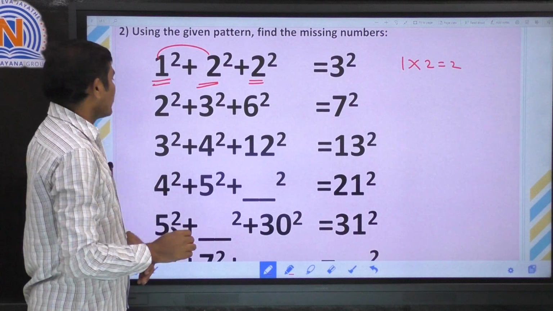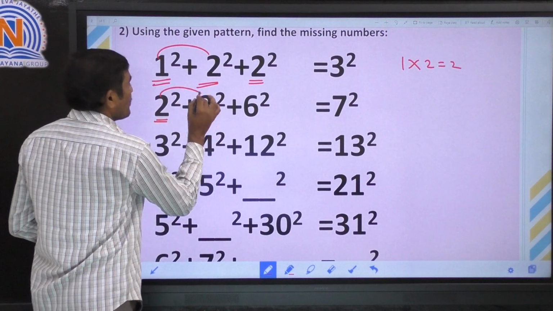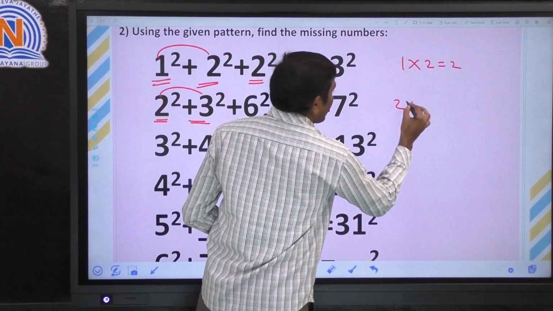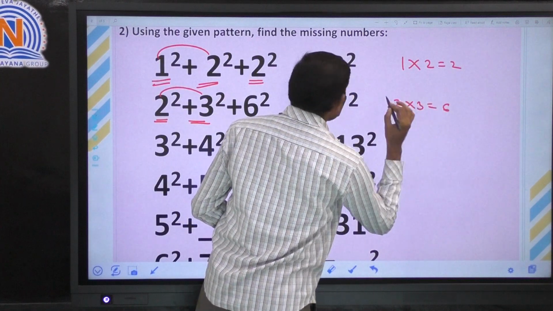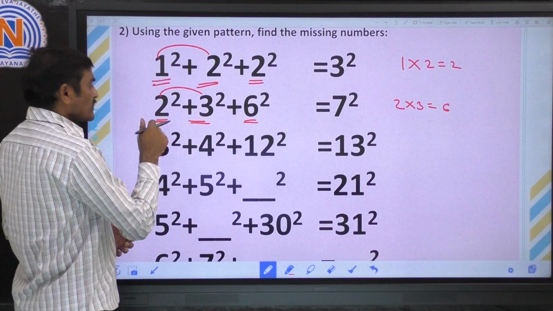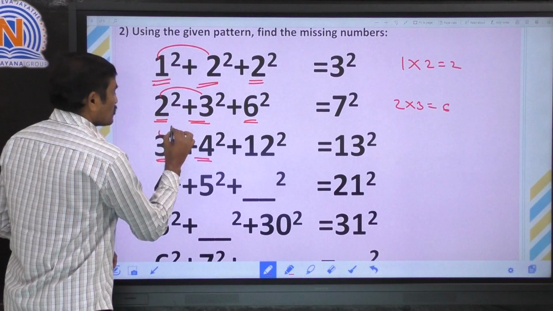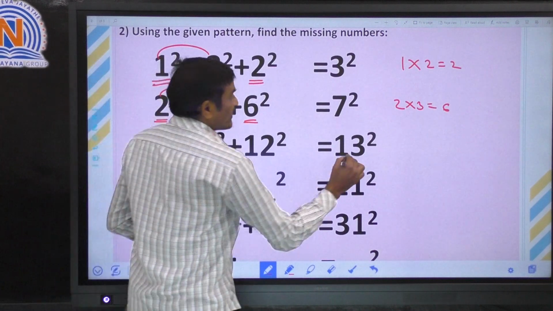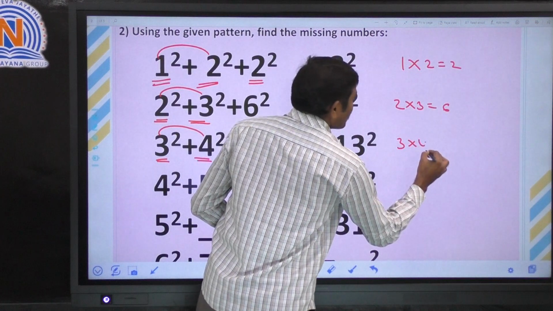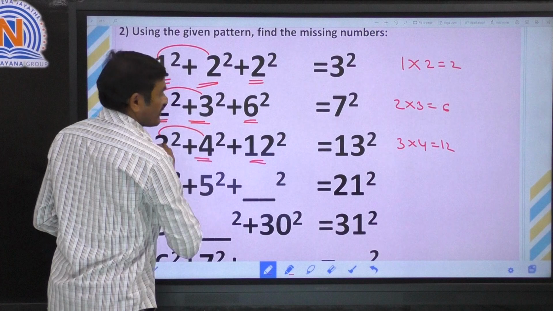Coming to the second one, 2 square plus 3 square. Now 2 into 3 is equal to 6. So the third one is 6 square. Coming to the third one, 3 square plus 4 square. 3 into 4 is equal to 12. So here we have 12 square.